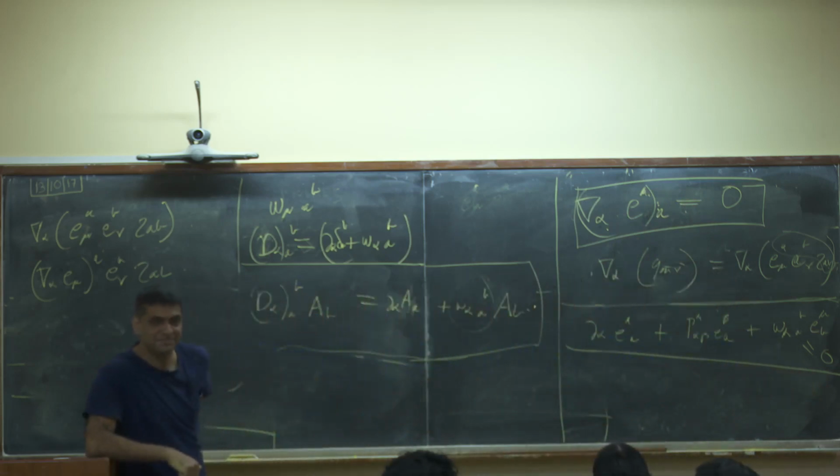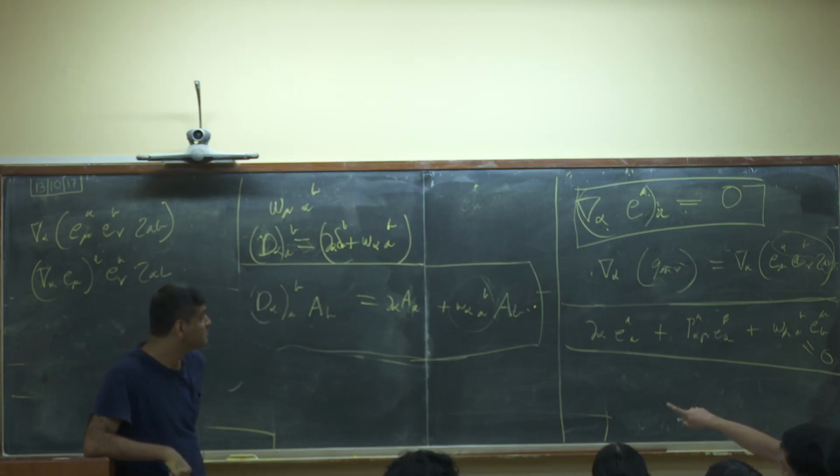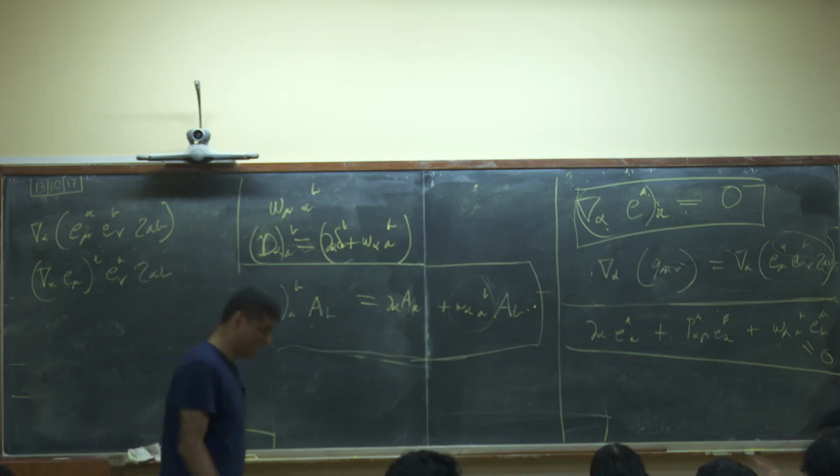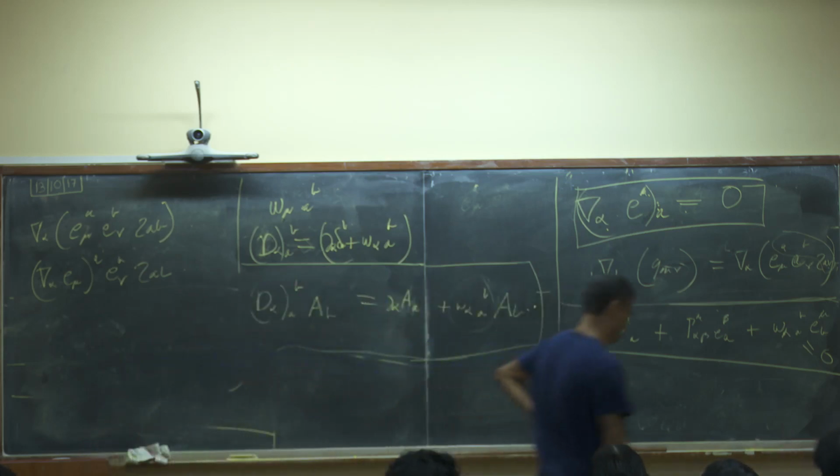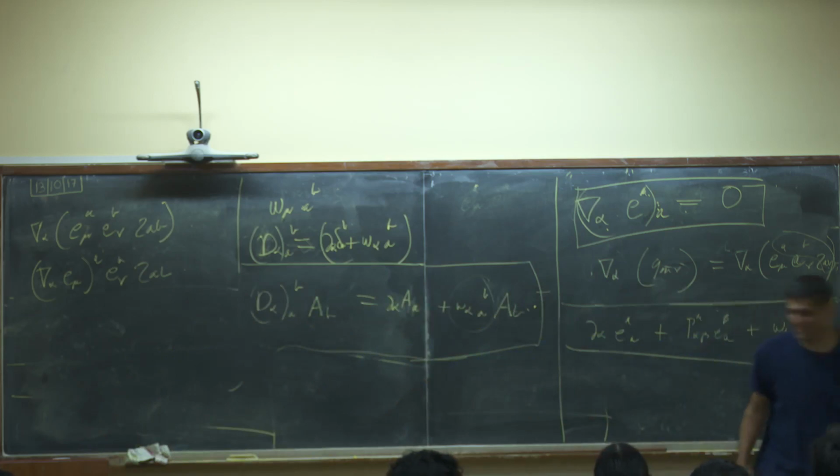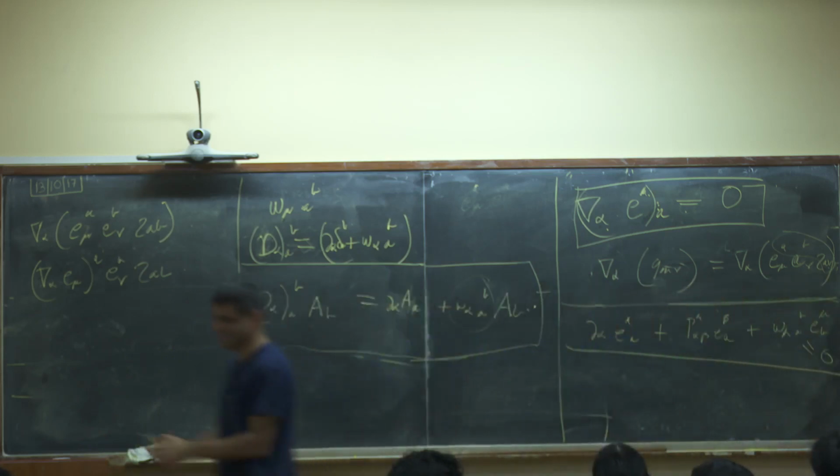Okay? Just a tiny remark. If we raise the index of this omega, the Weber indices, omega AB, it would be antisymmetric in AB, right? Correct. Yeah, it will be antisymmetric. Absolutely. Exactly right.